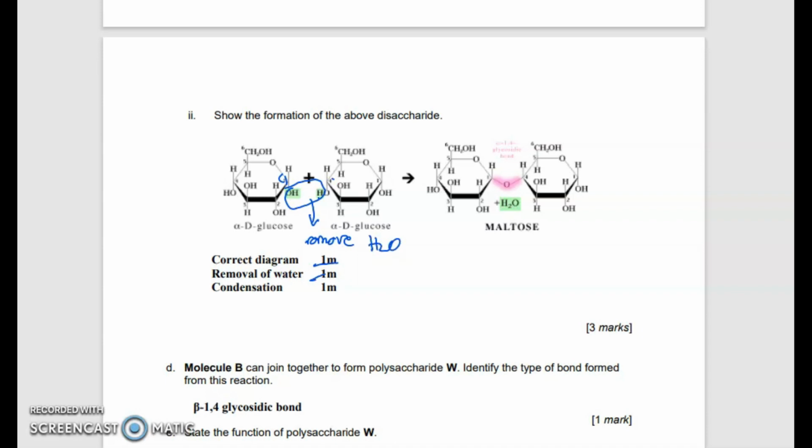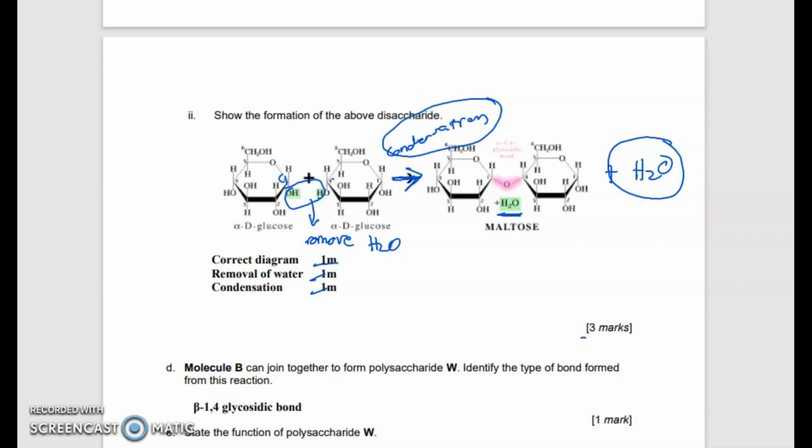And the final mark is when you label the arrow with the word condensation. And also you highlight the product maltose plus 1 molecule of water. So the word condensation plus H2O, this will give you another mark. So total mark is 3.